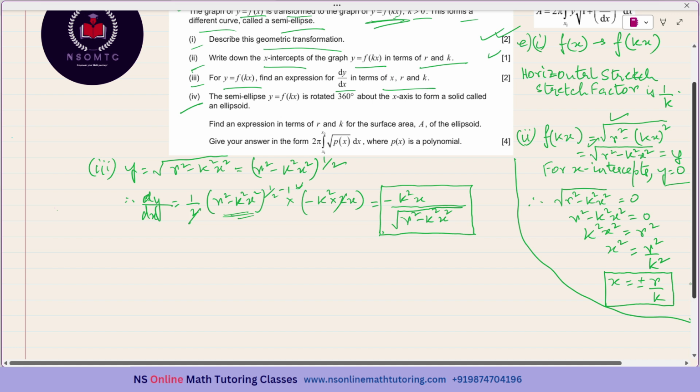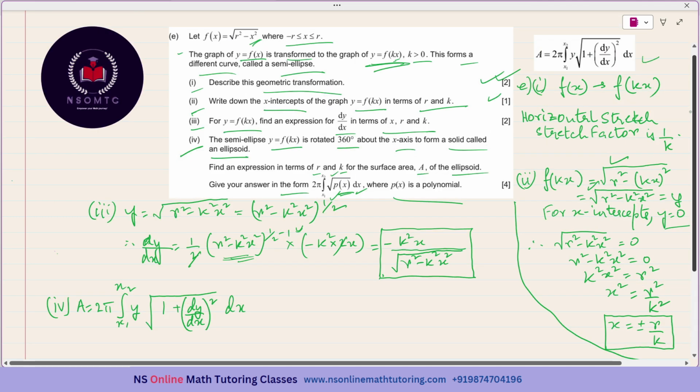Fourth part. The semi-ellipse y equal to f of kx is rotated 360 degree about the x-axis to form a solid called an ellipsoid. Find an expression in terms of r and k for the surface area of the ellipsoid. Give your answer in the form 2 pi times integral of square root of p of x, where p of x is a polynomial with respect to x, and the limits of integration will be x1 to x2.